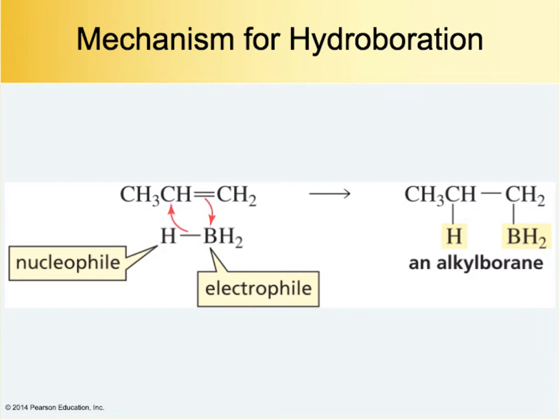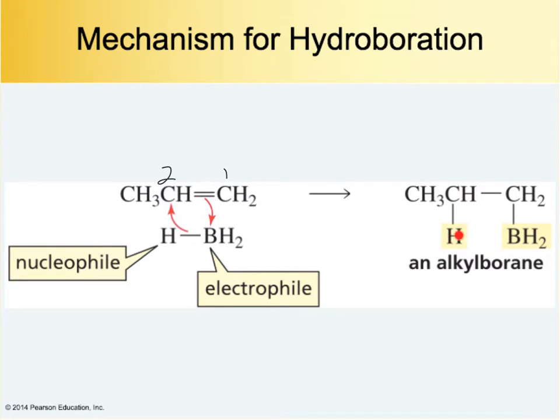So what does that mechanism look like? This is the mechanism. It all happens in one step. Your pi bond attacks the empty p orbital of the boron. At the same time, the hydrogen goes to the other carbon. Why does it do that? Imagine the boron's pretty big. The boron is going to end up bonded to the less substituted carbon. This is the less substituted carbon, carbon 1. It's bonded to only one carbon and 2 H's. This one is bonded to another carbon. So the pi bond attacks the empty p orbital of the boron. At the same time, this H breaks and attacks that carbon.